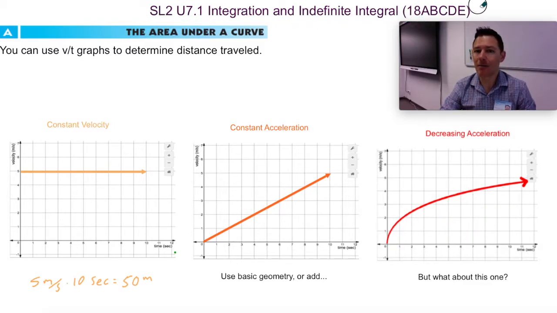It's a little bit long, but maybe go take a break, intermission, get some popcorn. We're going to start by looking at the area under the curves using velocity time graph.